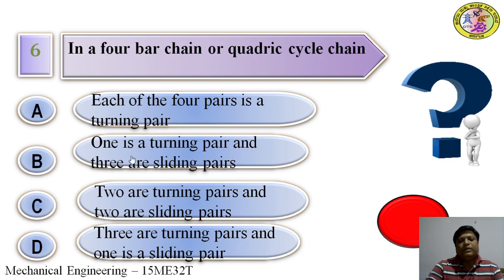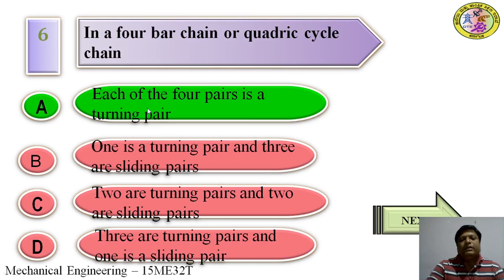One turning pair and 3 sliding pairs is not like that. So in a 4-bar chain, each of the 4 pairs is a turning pair. This is the right answer.